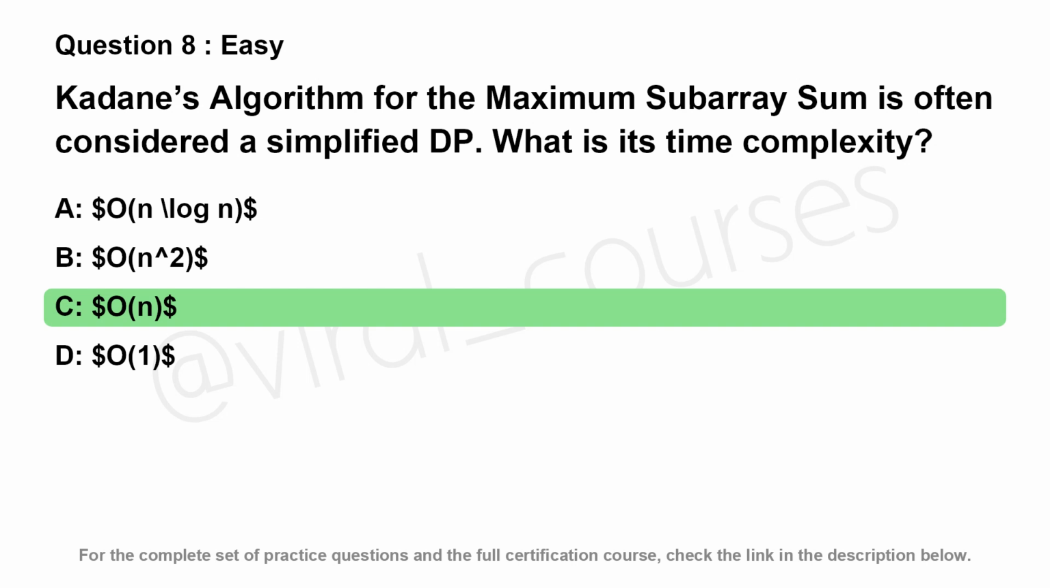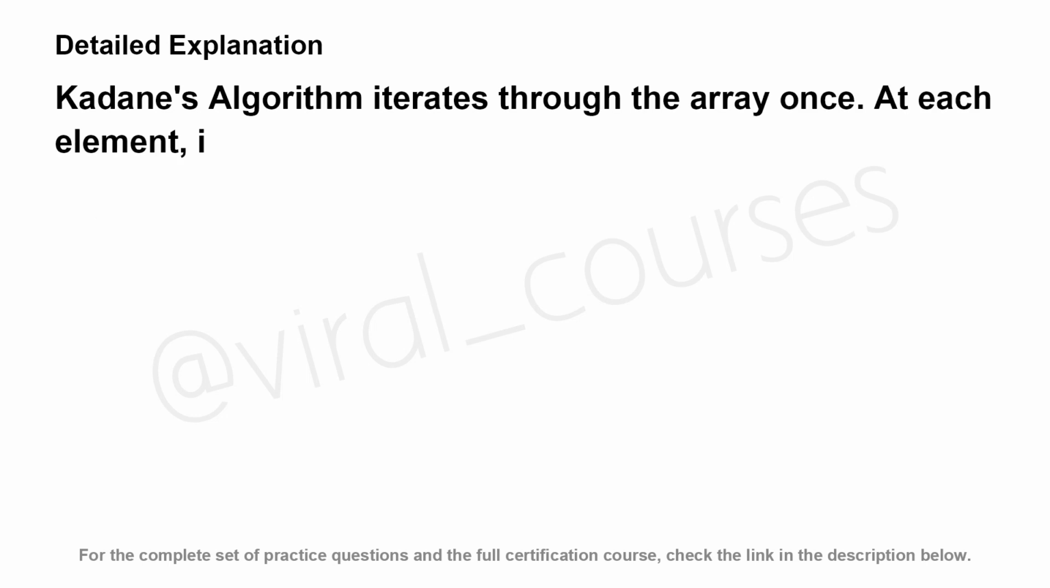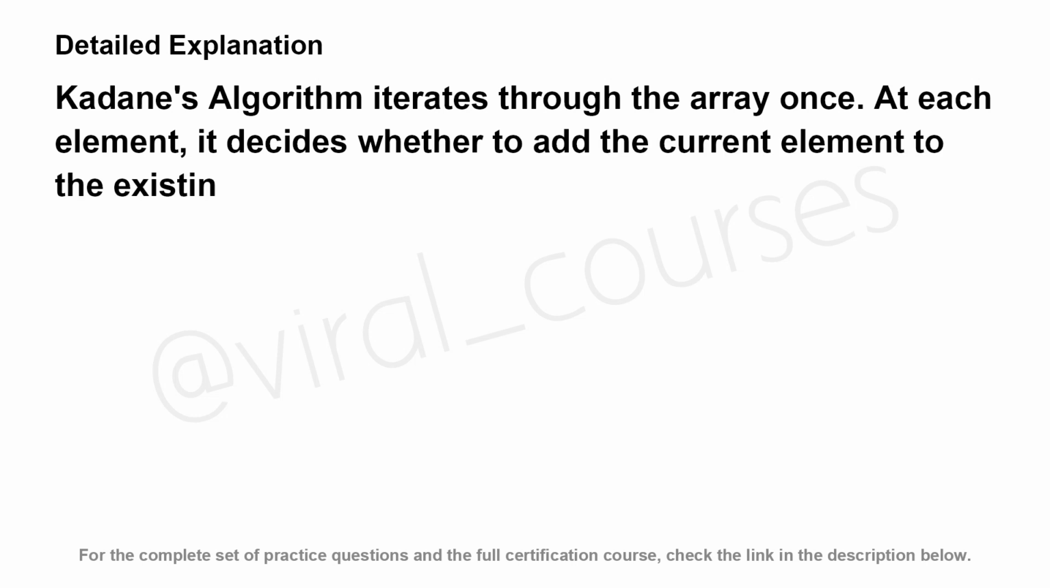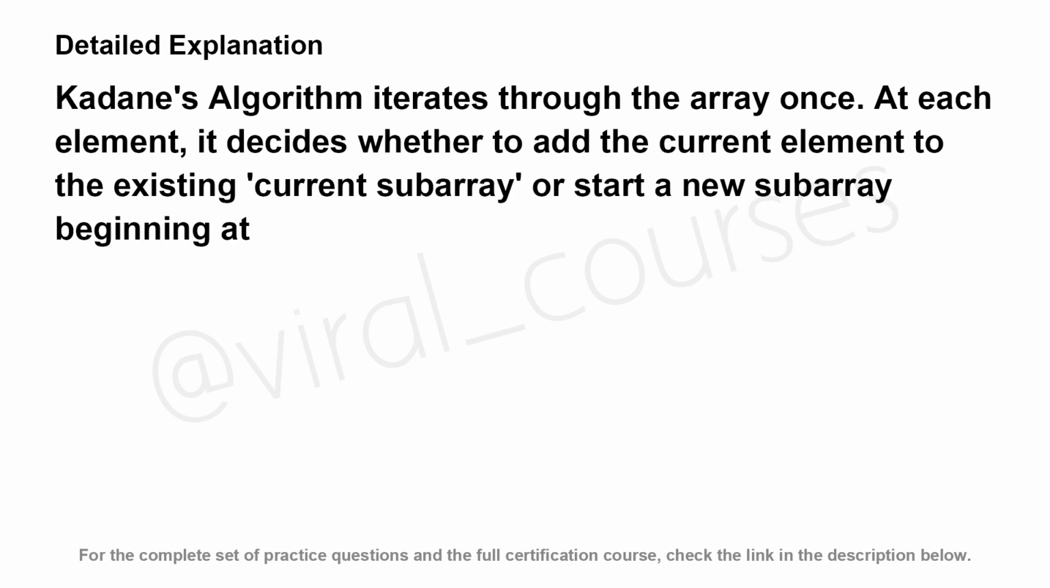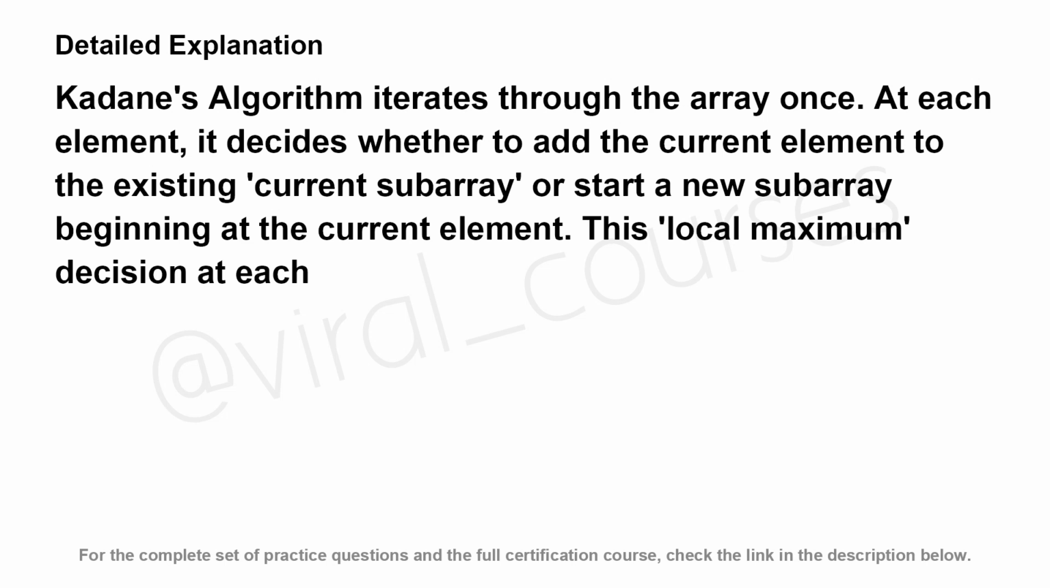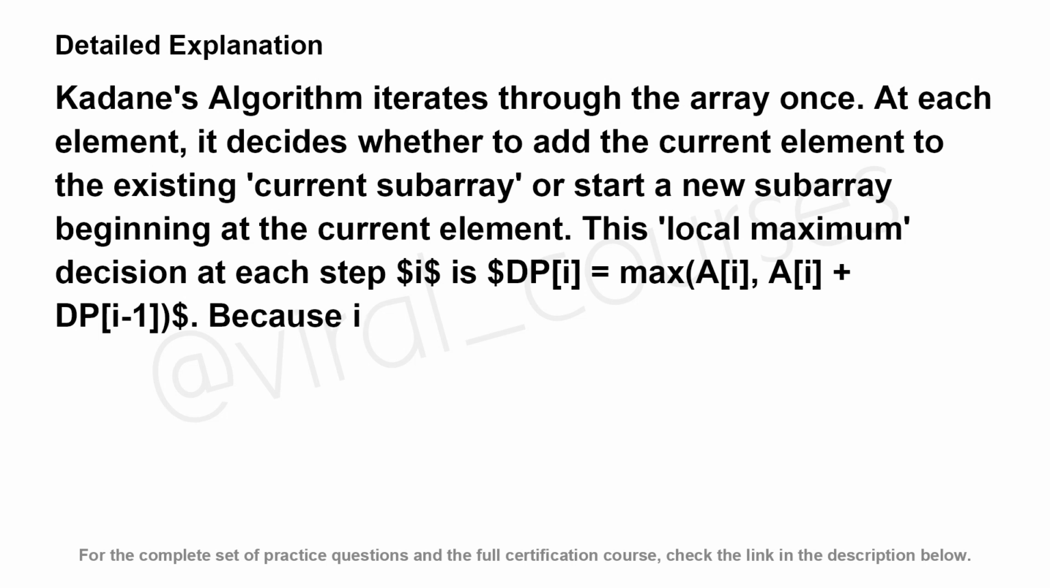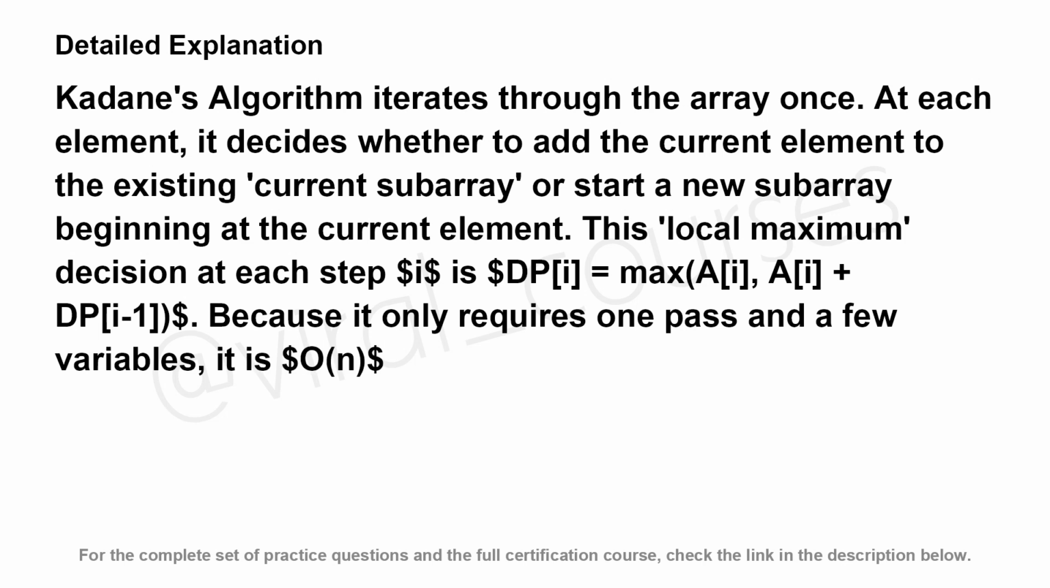The correct answer is C. Kadane's algorithm iterates through the array once. At each element, it decides whether to add the current element to the existing current subarray or start a new subarray beginning at the current element. This local maximum decision at each step i is dp[i] = max(a[i], a[i] + dp[i-1]). Because it only requires one pass and a few variables, it is O(n) time and O(1) space.